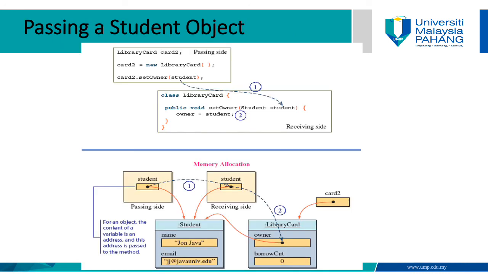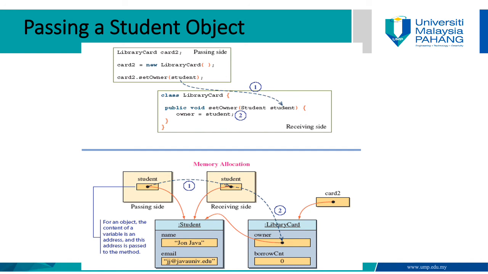So, here we are trying to pass a student object. We have a class LibraryCard. The class LibraryCard here has student information. So we will have two pieces of information here, student and library card.